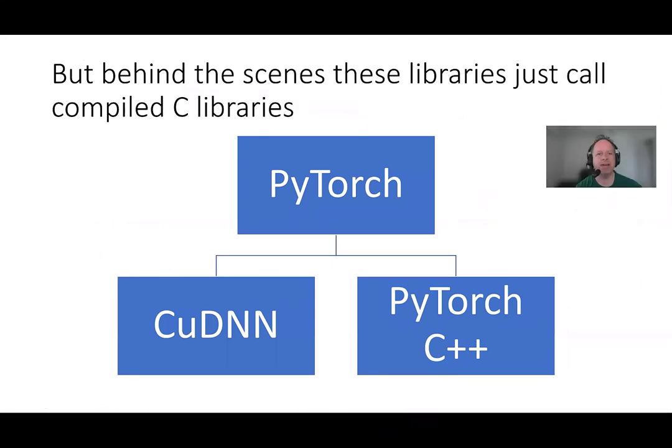The thing is that these libraries like PyTorch, behind the scenes, are calling compiled C libraries, such as for deep learning, cuDNN, or the PyTorch C++ library, or a mixed C and C++ library. So although the Python developer is working in Python, there's a point at which they can't easily dig any deeper because it's jumping into compiled code. And in the case of things like cuDNN, it's not even open source code.